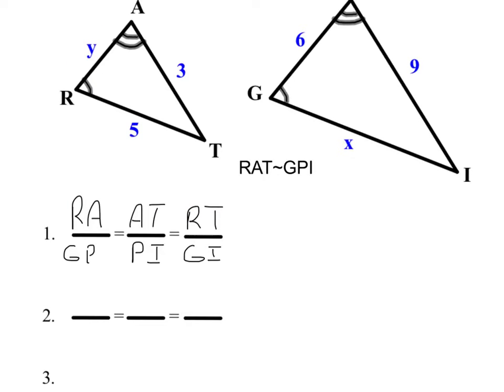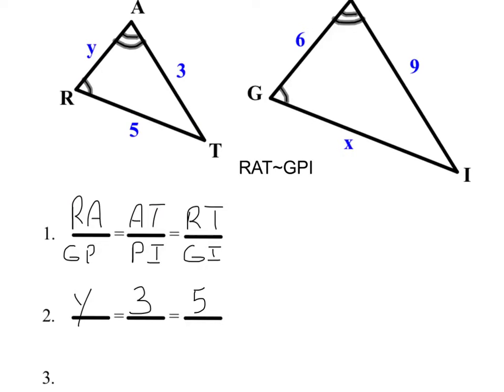we will just match up the Y variable, the 3, and the 5. So it looks like we have RA is Y. We will write Y here for step 2. We have AT is 3 right here, AT. So we would put a 3 there. And then we have 5, RT right here, RT. And we'll put our 5 here.